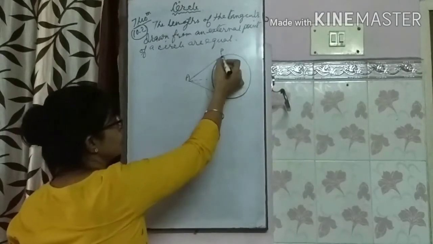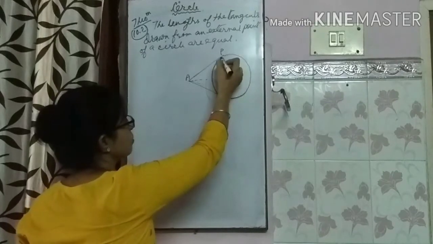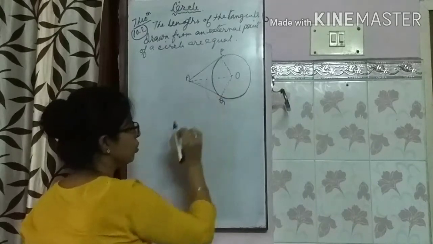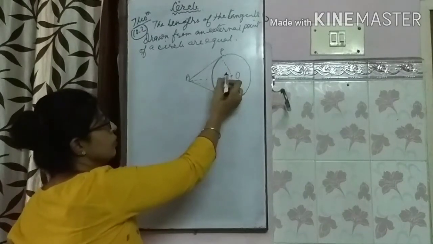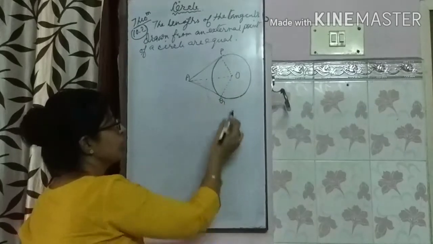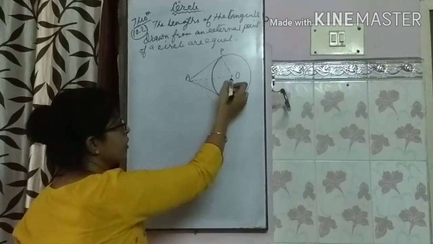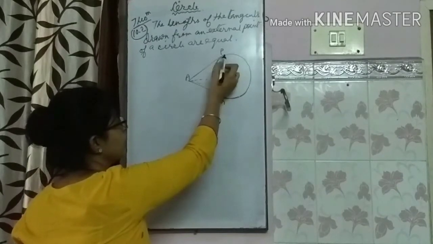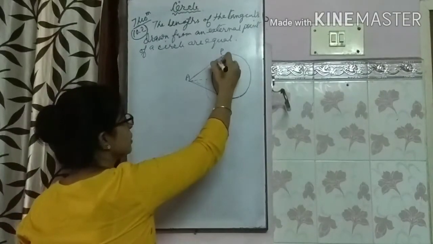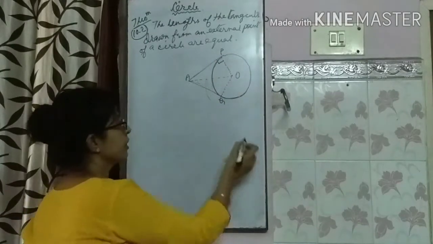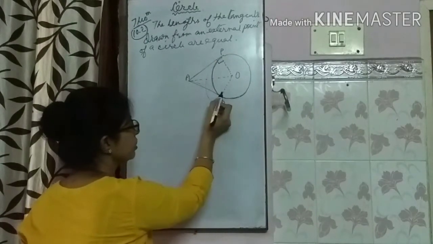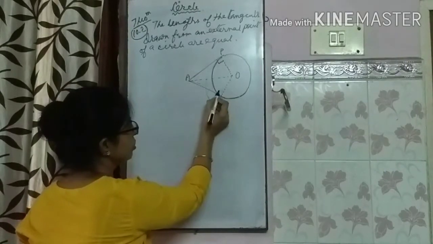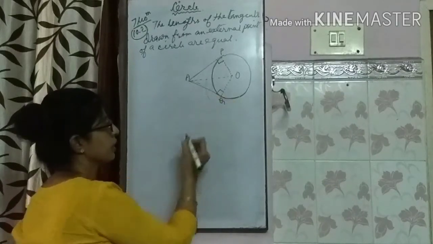How is it to be proved? First of all, we have joined this point of contact P to O and similarly Q to O. When OP and OQ are joined, OP is a radius. OP is perpendicular to AP, that means this angle will be 90 degrees. Similarly, OQ is a radius, so it will make 90 degrees with this tangent. So here also we will get 90 degrees.